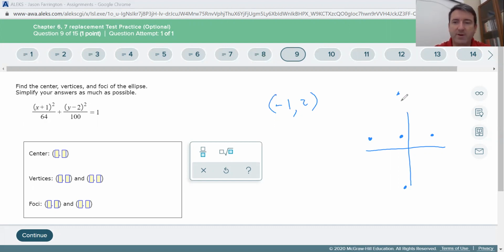And what we need, so the vertices are going to be these two. Let me put those in a different color. So these are the vertices that we're looking for. These other two, those are the co-vertices, and we're not asked to find those. So to find the vertices, we're just going to take our center, -1, 2, and we're going to add 10 and subtract 10. So we've got vertices at -1, 12, and at -1, and then 2 minus 10 is -8.